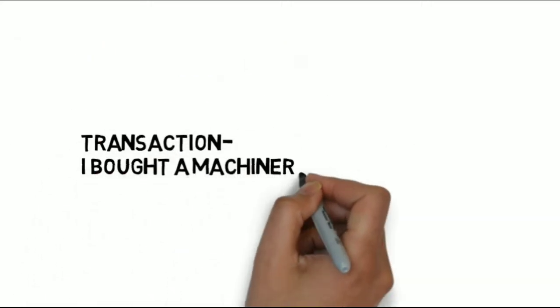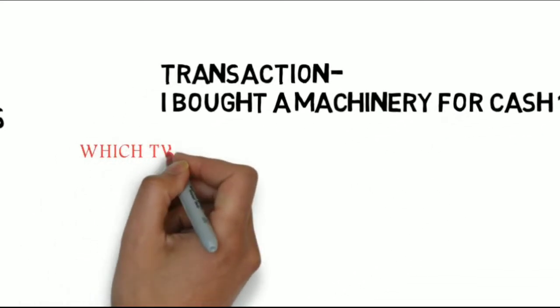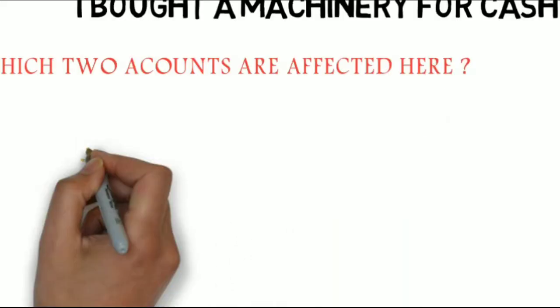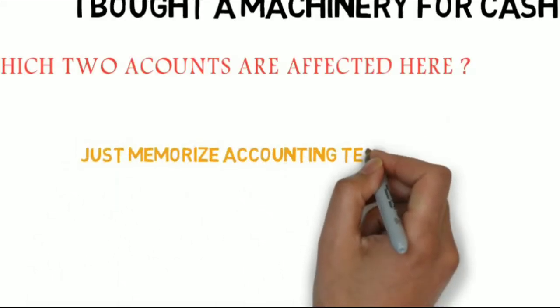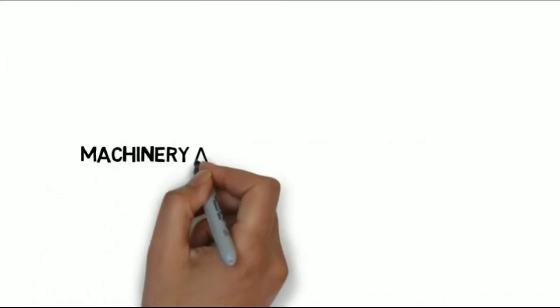Like if I bought a machinery, every transaction will have or affect two accounts, known as dual effect principle. So just memorize your terminology while passing a journal entry.